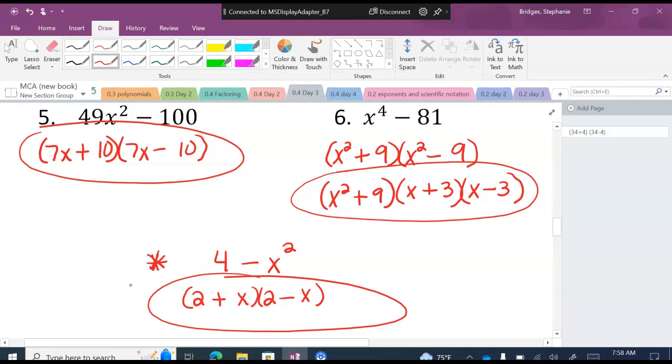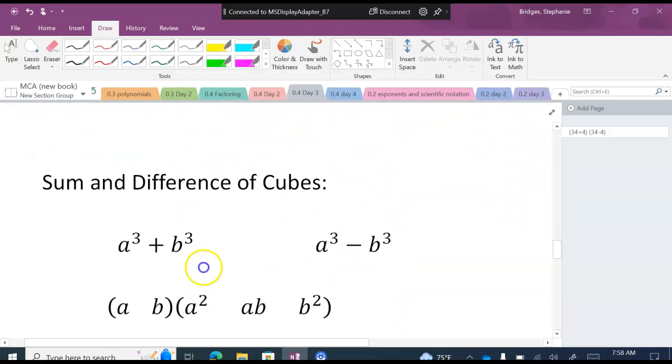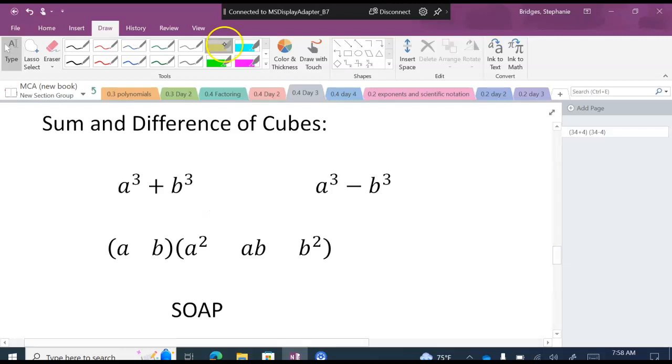So we feel pretty good with squares? Now cubes. We can factor both a sum and a difference of cubes, and there is a pattern that we will need to memorize. I'll give you just a couple of minutes to write it down. Here's your pattern. You'll notice it doesn't have any signs. We'll talk about those in just a second.